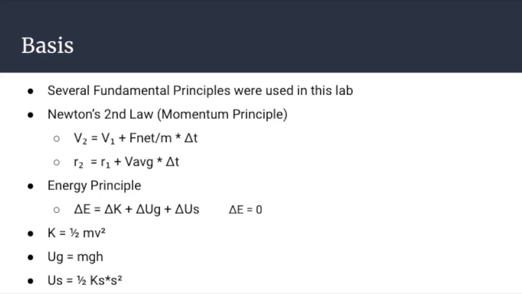There were several fundamental principles utilized in this lab, including Newton's second law and the energy principle. The velocity update equation as well as the position update equation are needed, and various forms of energy as well, including kinetic, gravitational potential, and spring potential. For the energy portion of this experiment, the system is considered to be the mass, the spring, and the Earth. So the total energy change should be equal to 0 because nothing is acting from outside the system.